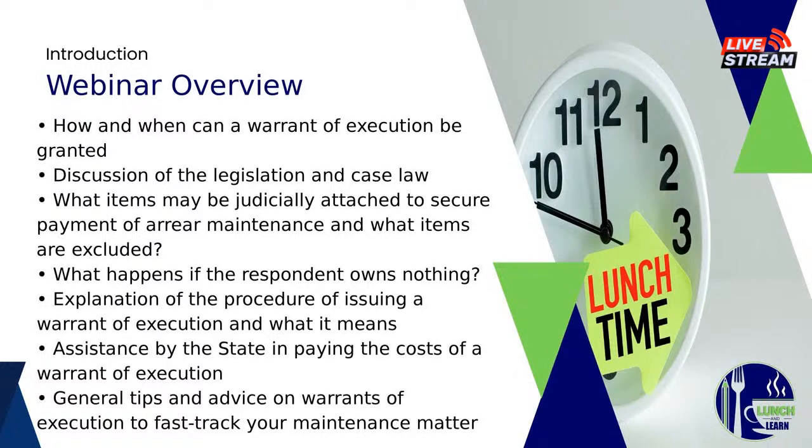We will also be discussing some legislation and some case law that pertains specifically to attachment orders, and then answer the question of what type of items may be judicially attached to secure payment of arrear maintenance, and what items are specifically excluded by the Act that cannot be attached. We will also ask the question, what would happen if the respondent owes nothing or owns nothing to attach? And we will give you a rundown on the procedure that needs to be followed in order to obtain a warrant of execution.